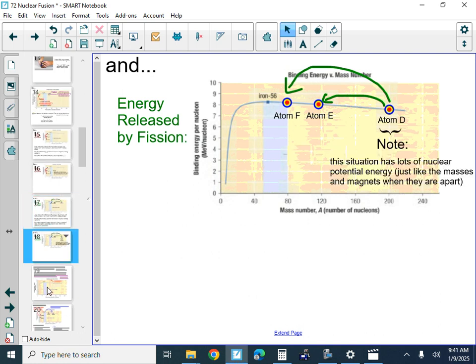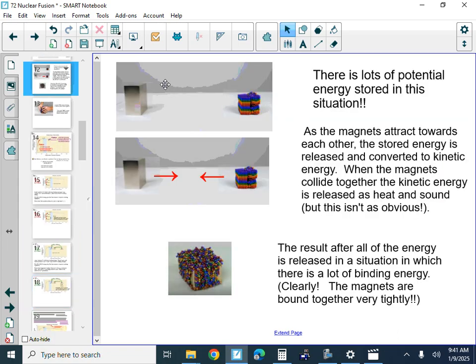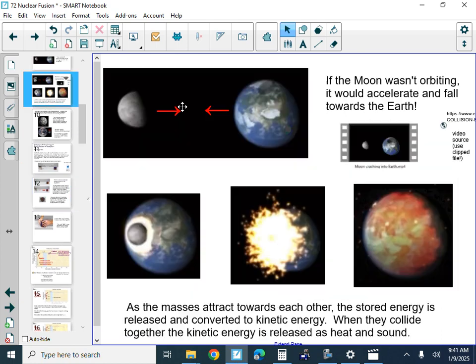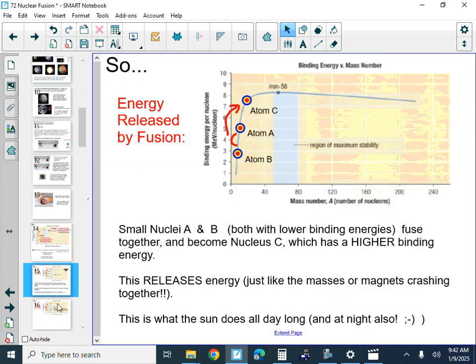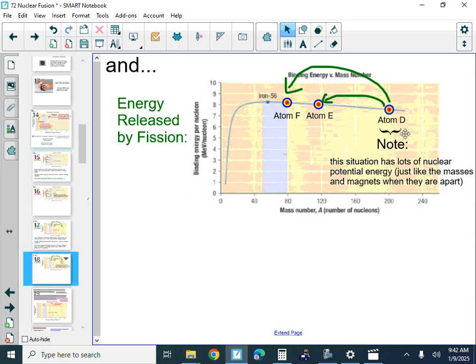So when we talk about the magnets being apart, how there's a lot of magnetic potential energy there, or, easier to say things like gravitational potential energy. These elements here, where's my note? This situation here, there's lots of nuclear potential energy, just like masses or magnets that are far apart.